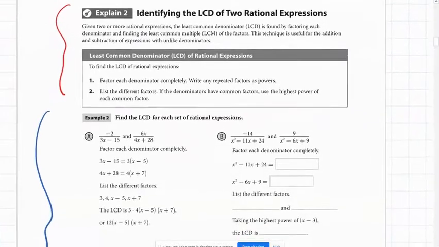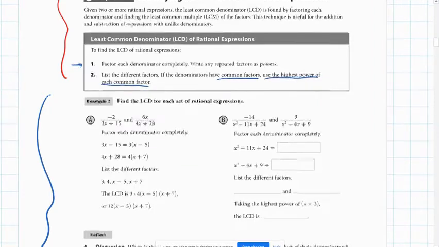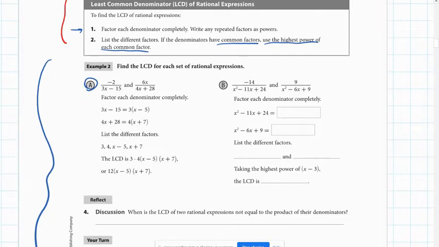So first we're just going to focus on finding the least common denominator. And so they say in this box here that if you factor each denominator and write any repeated factors as powers, we want to list the different factors. And if the denominators have common factors, then we use the highest power of each common factor. Okay, so in this first example A, the first step is to factor the denominators. So when you factor this denominator, you get 3 times x minus 5.